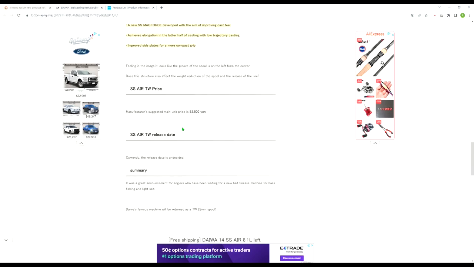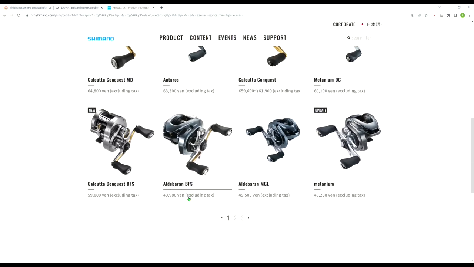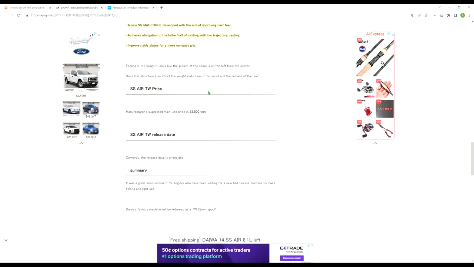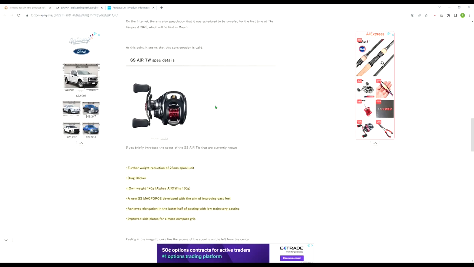And now let's get to the price. It says, suggested main unit price is 52,500 yen, so it's not going to be cheap. Now compared to Shimano, the Aldebaran is 49,900 yen. And the Conquest is 59,000 yen. So this reel is probably going to be around $360 to $380 when it comes out.